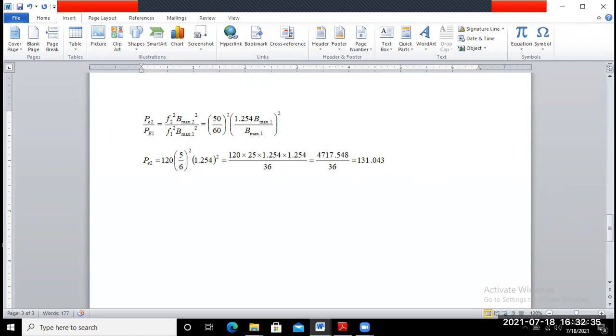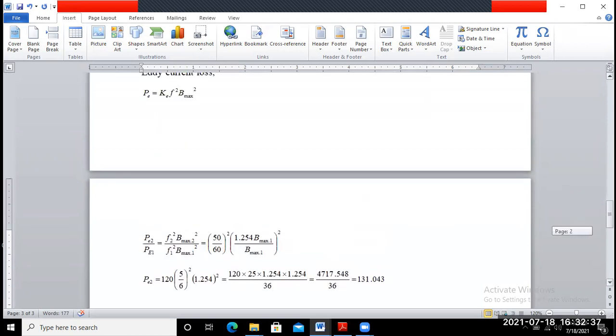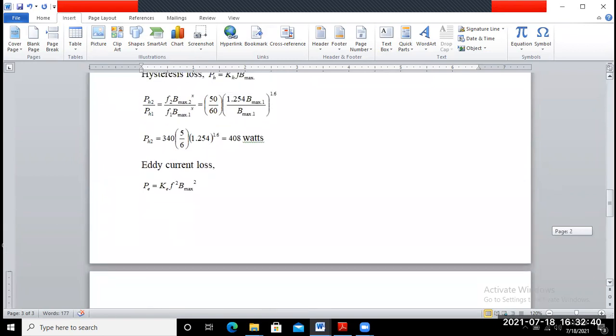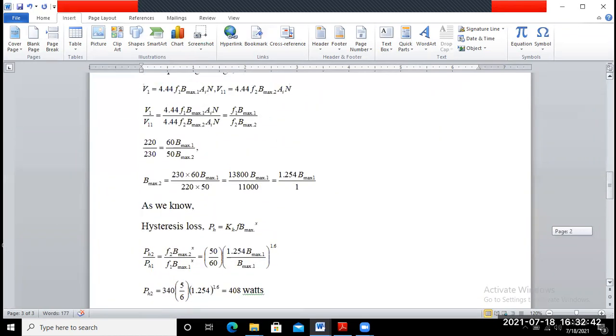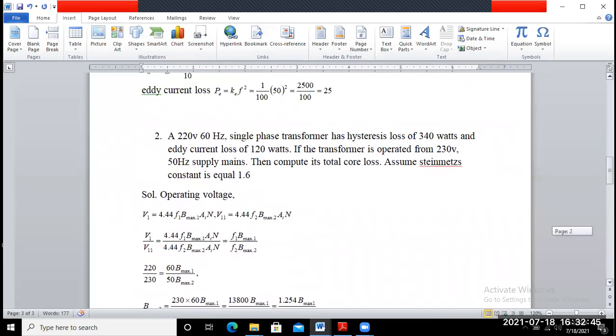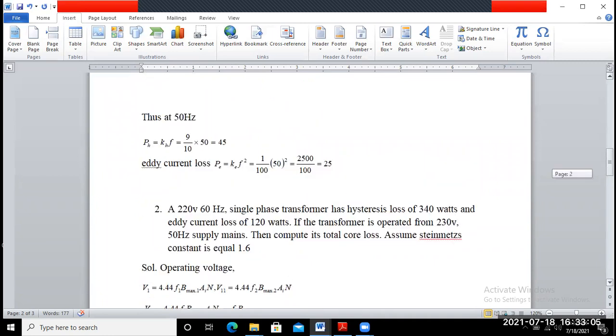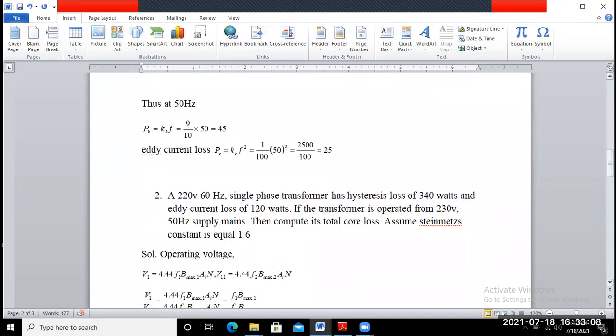So you can similarly solve some problems based on these losses. Here two problems were solved in different types: in one, the total core loss is given, and in another, the eddy current loss and hysteresis loss are given separately, and you find the core loss. So just practice some problems on these losses of the transformer. We stop here, and in the next class we will discuss other things.